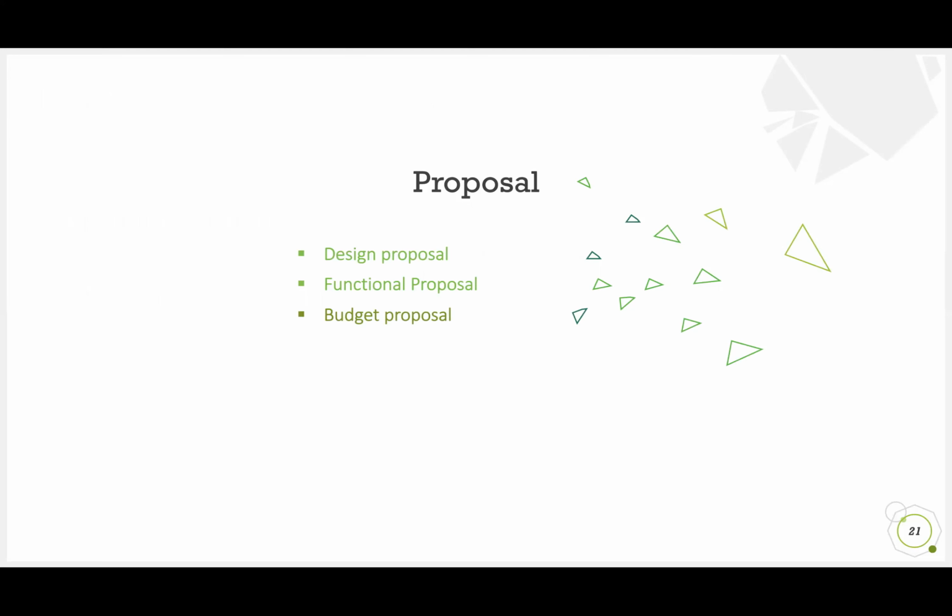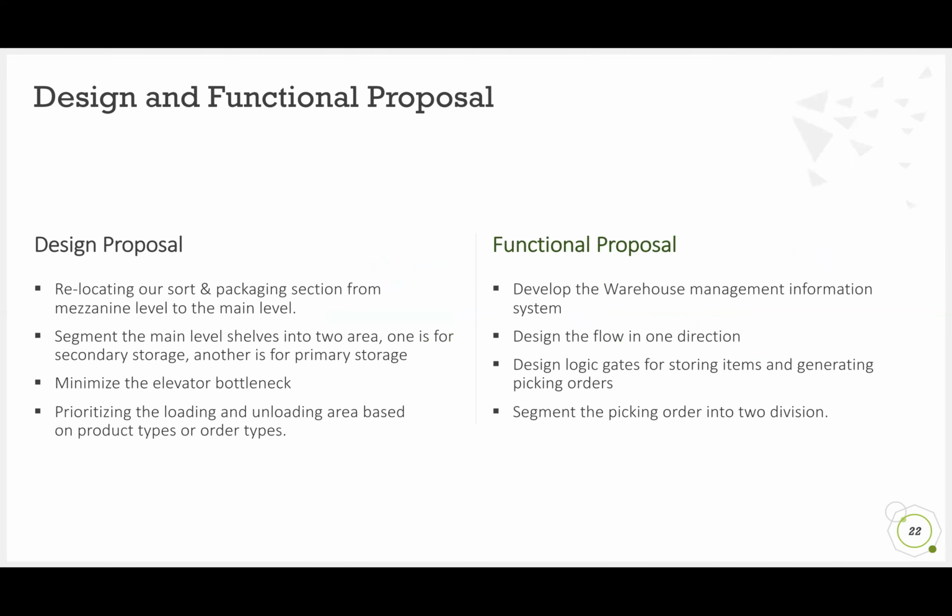So here are some proposals that we are making. The proposal is divided into 3 sections. In the design proposal, we are relocating our resources a little bit, but we are not buying anything, and we are minimizing the elevator bottleneck. The main level is segmented into 2 areas: the actual main level, which is our secondary storage, and the reserve main level, which is our primary storage.